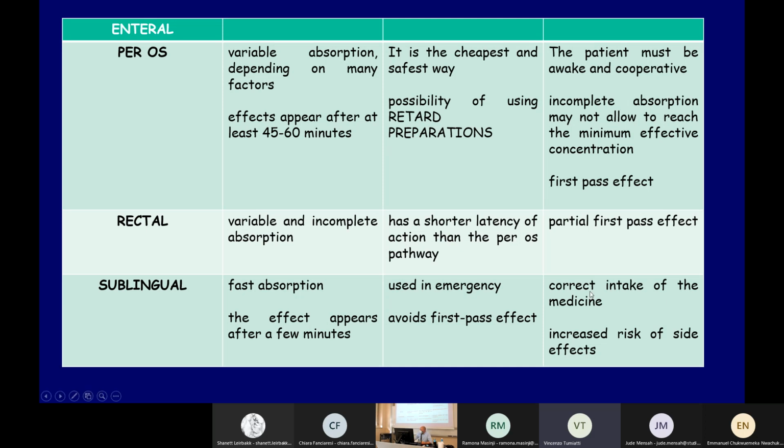In this case, a correct intake of the medicine is necessary, because it can increase the risk of side effects. Yes, because we have a peak in the blood, and perhaps due to the high concentration of the drug in the blood flow, in this case we can have the main effect, but in addition also side effects, interaction with other targets.